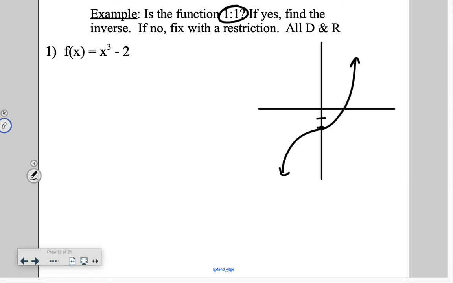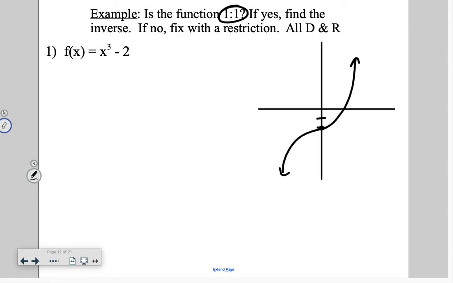Notice, D and R stand for domain and range. Quick question on that. What's the domain of that graph? All real numbers. Yeah, it goes all the way to the left, it goes all the way to the right, it's got everything in between, it's all real numbers. Which means if the domain is all real numbers, what's the range of the inverse? Domain and range flip. That means you know the range of the inverse right away.